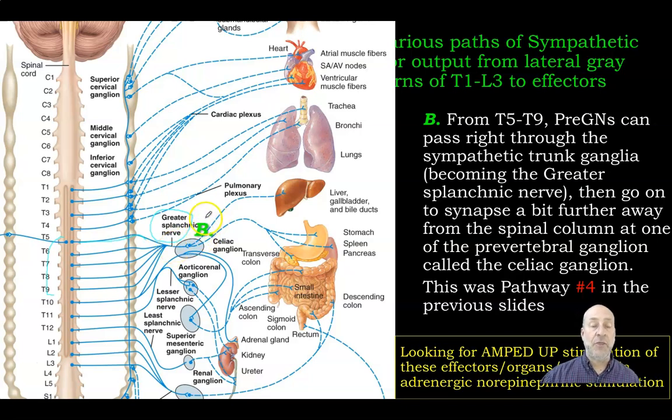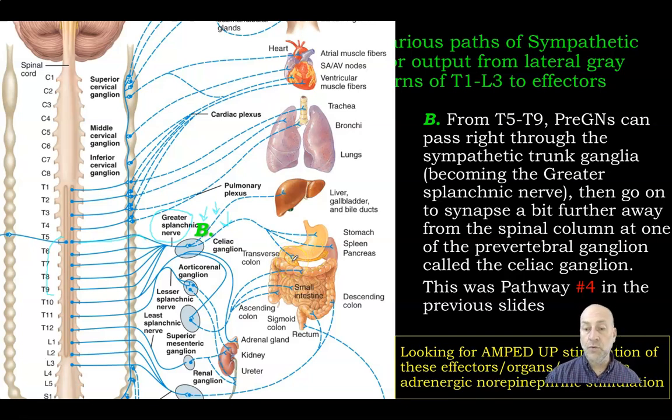And this is sort of pathway B. You go to something called the celiac prevertebral ganglion, not a sympathetic trunk ganglion, a prevertebral ganglion. And it's the celiac. And then follow where the postganglionic unmyelinated neurons go. They go to the liver. They go to the stomach, right? They go to the pancreas.